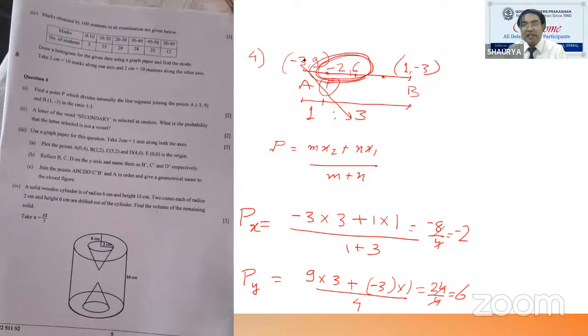So this is the requisite answer, -2, 6. That is part 1 for question 4. It's -2, 6 is the correct answer. Okay, we have the screen.